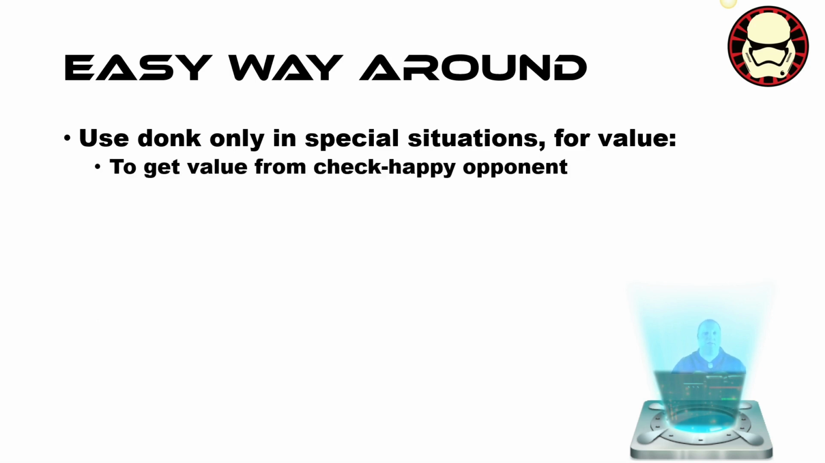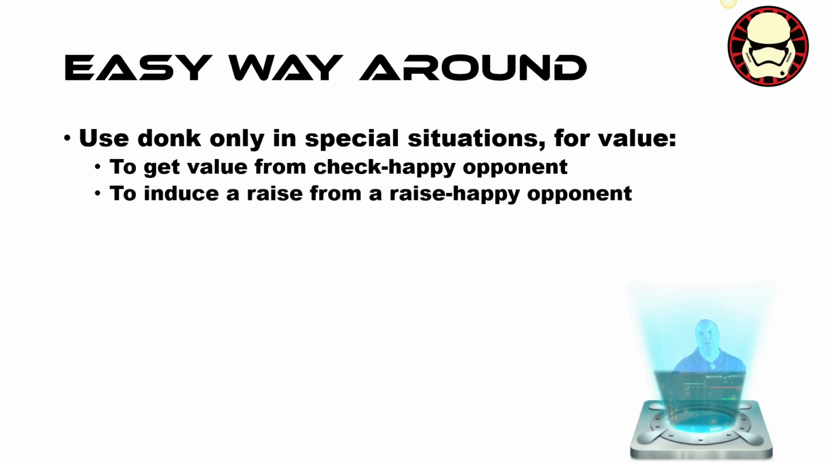And one is to get value from a check-happy opponent. So we go for check-raise until we see that, okay, the opponent doesn't overbet. He has a more balanced c-betting strategy. We see that he starts to check back his medium strength hands. He doesn't bluff flops often enough. So we adjust and we start to donk some of the hands we would check-raise.